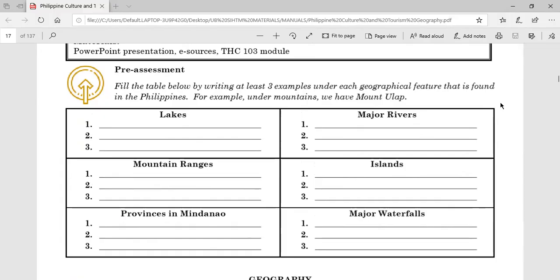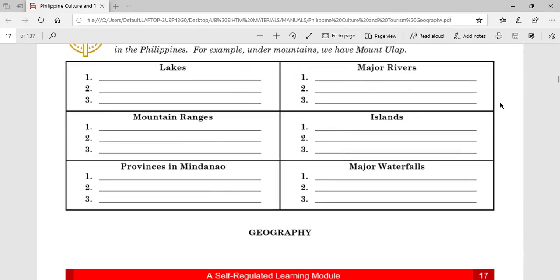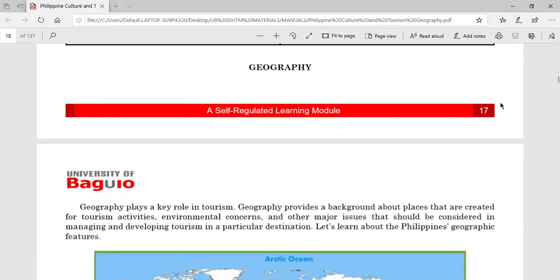Right, so I'll give you time. All right, so if you need more time, you can just pause this lecture. All right, so let's move on to the geography.